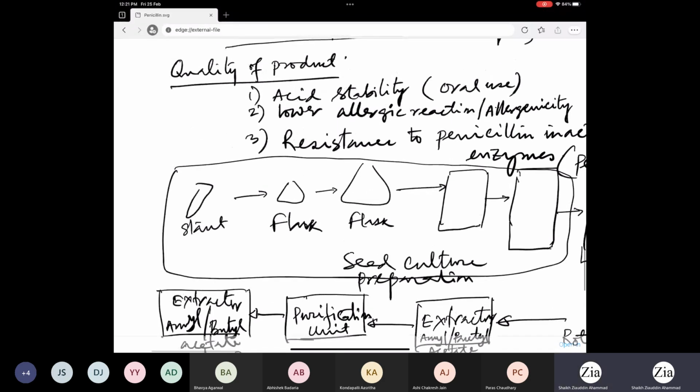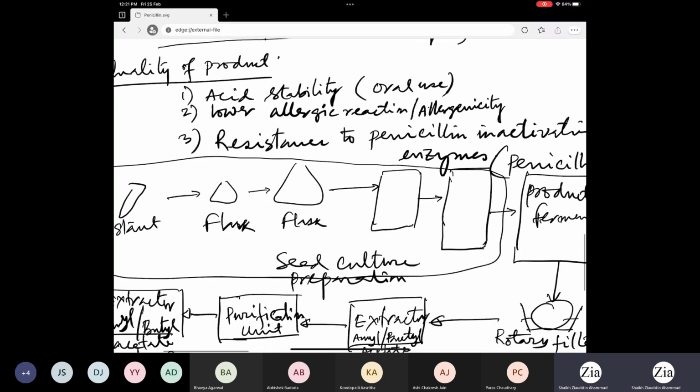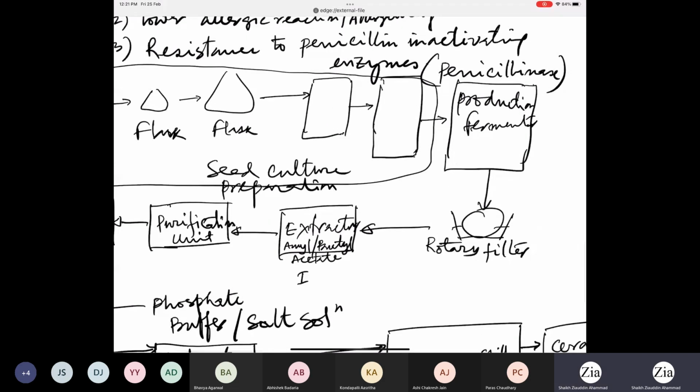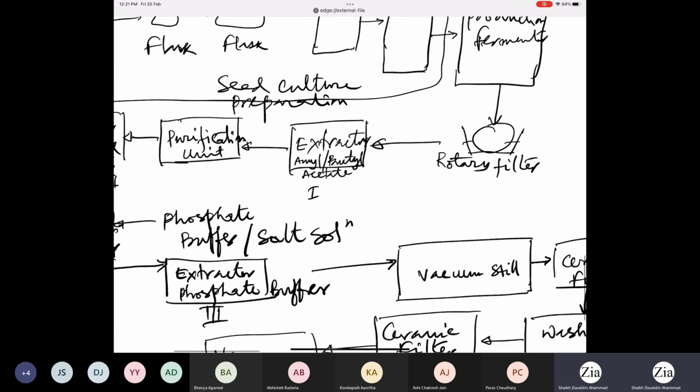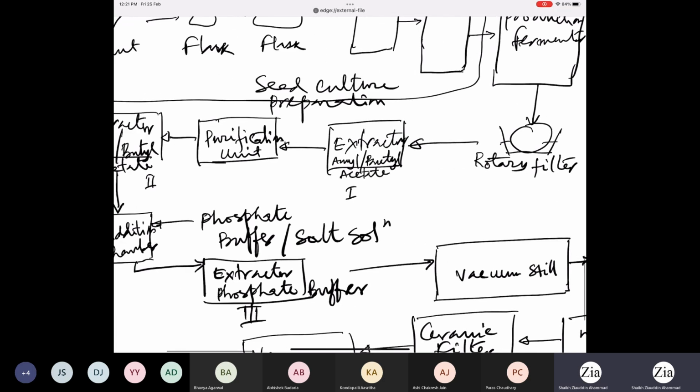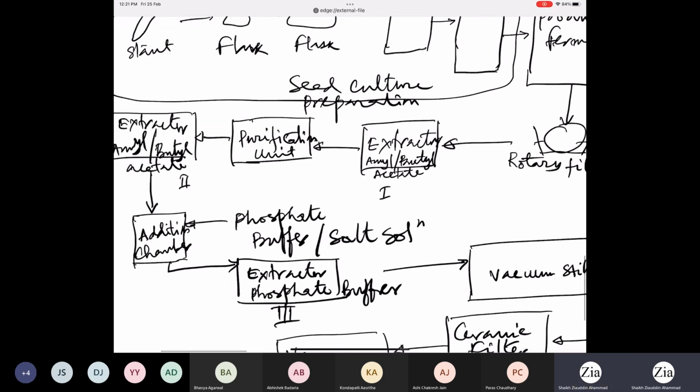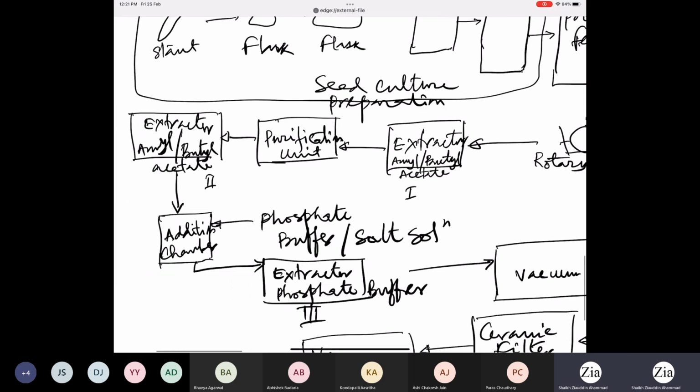So here you can see multiple stages are there. You get slant to flask, then you have a bigger reactor. So these are all part of the upstream process. Then you get the production fermenter, and from the production fermenter you use a rotary filter to remove the solid, and then the liquid filtrate will go to one extractor where you use amyl butyl acetate, that is extractor 1 or extraction unit 1, and then you have a purification step.